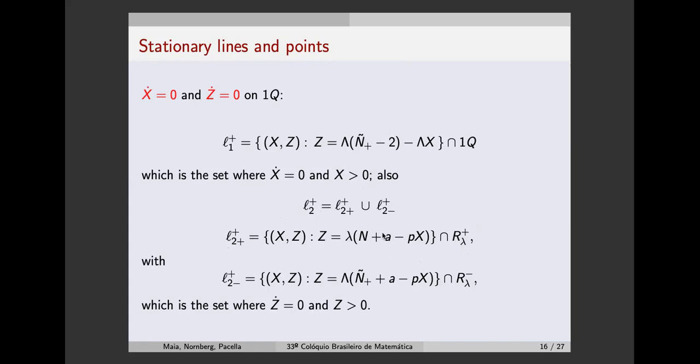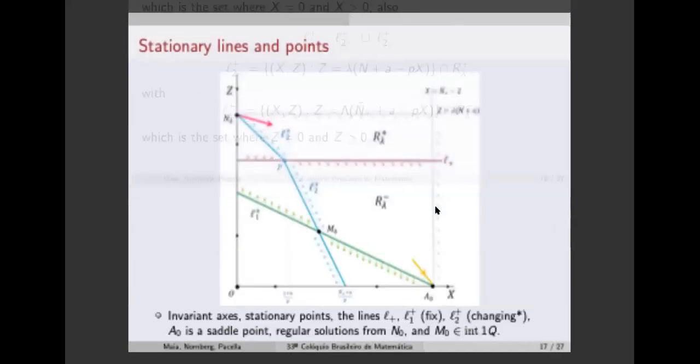Z is equal to a constant minus p of x in the region above, and another constant minus p of x in the region below. But these three lines are going to be decisive with respect to the flow defined by the dynamical system.